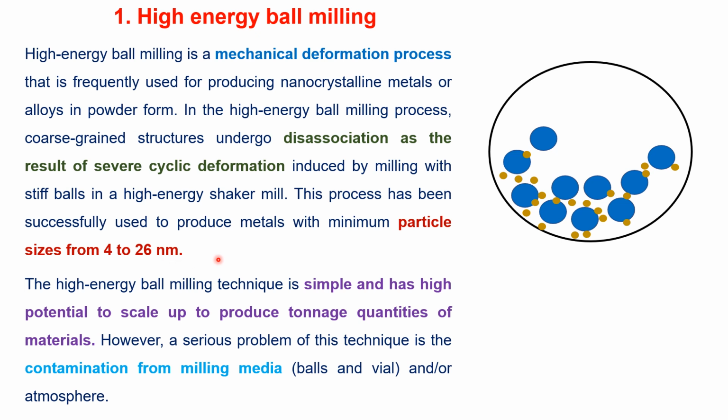So what is this process in ball milling? The coarse grain structures are ground into nano size by mechanical deformation. It is a very useful technique, it is simple and it has high potential to scale up to produce tonnage quantities of the material, but it has a drawback, that is the contamination from the milling media or from the atmosphere.